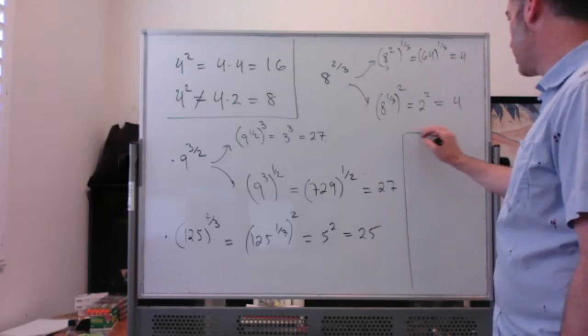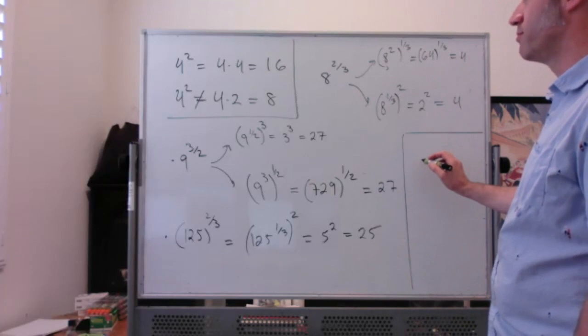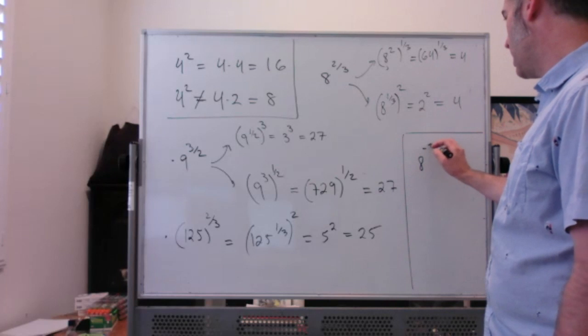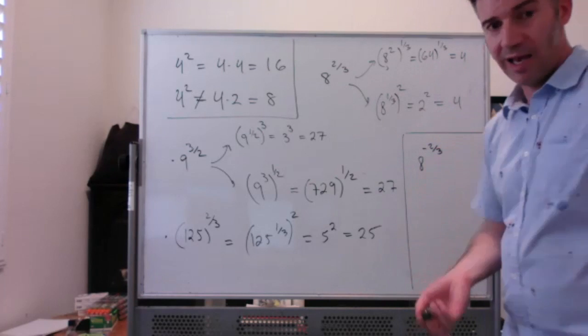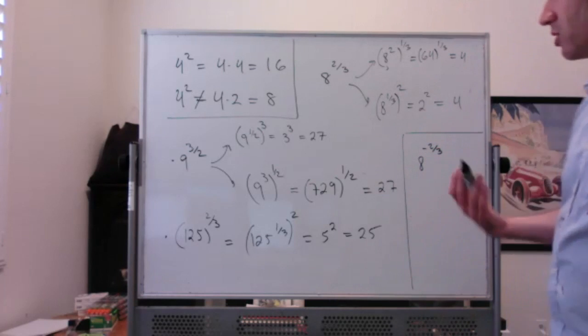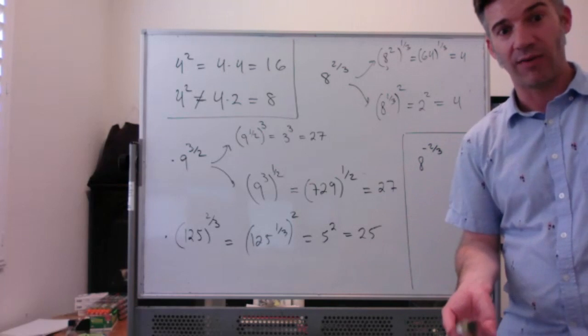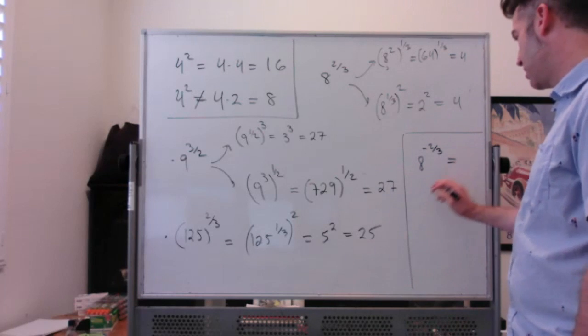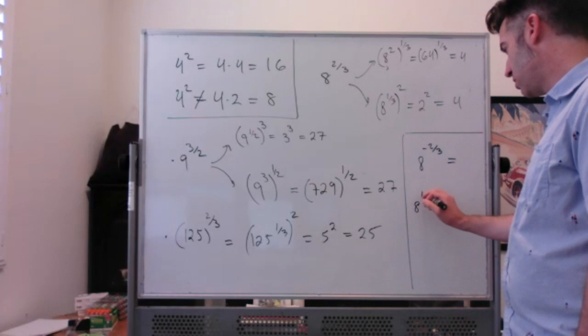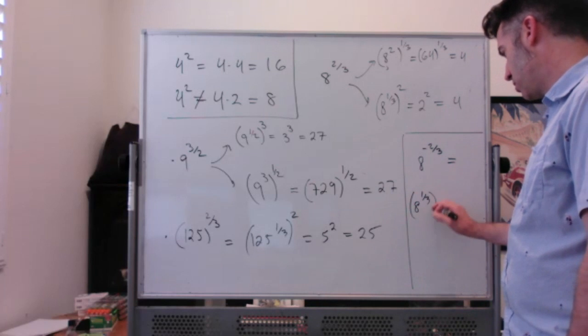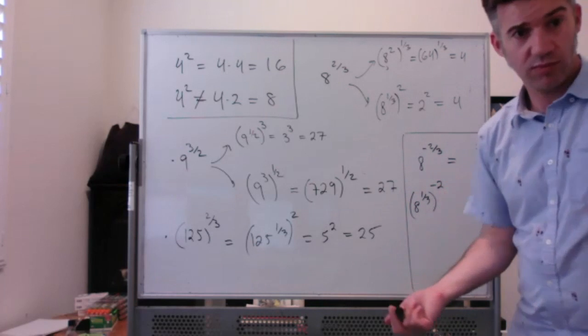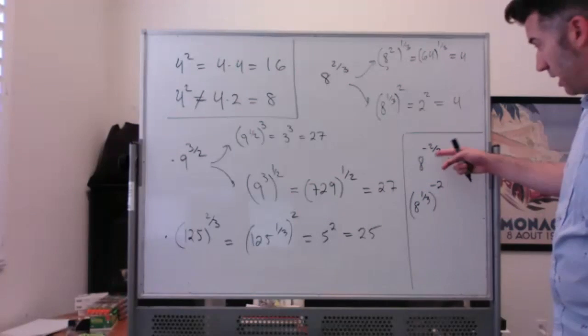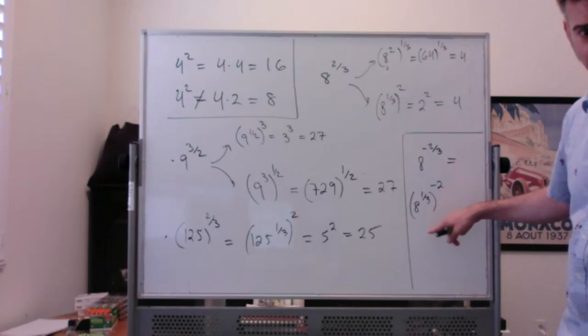So if you want to do something like 8 to the negative 2/3, I would ignore the negative until the very end. Or what I would really do is write it as 8 to the 1/3 to the negative 2. Right? Negative 2/3 is definitely negative 2 times 1/3.